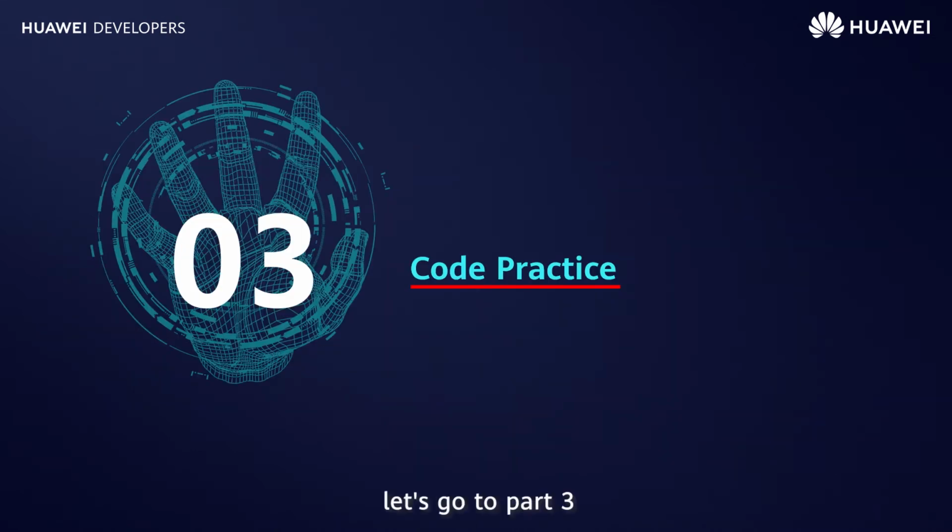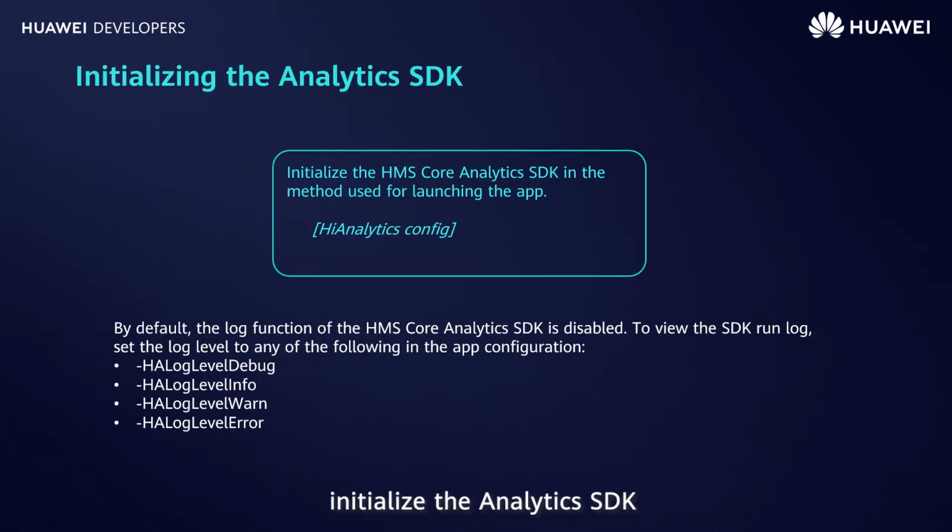Next, let's go to part 3, the practice camp. First, initialize the Analytics SDK. You just need to add one line, HiAnalytics config. In this way, Analytics Kit is initialized and started.